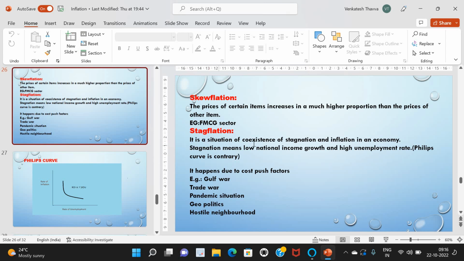See here, it is a situation of coexistence of stagnation and inflation in an economy. Stagnation means low national income growth and a high unemployment rate. See, it happens due to cost push factors. For example, Gulf War, trade war, pandemic situation, geopolitics, hostile neighborhood, and so on.